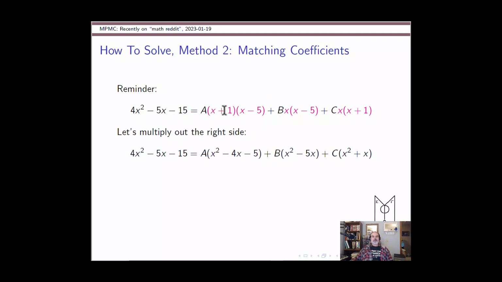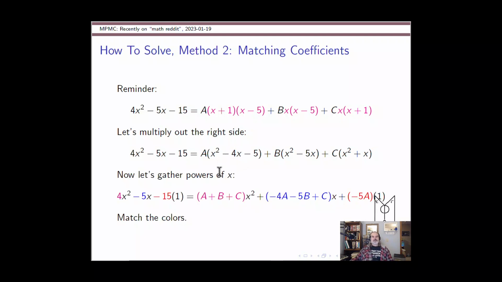So this term here, the x plus 1 times x minus 5 generates that quadratic. X times x minus 5 is just x squared minus 5x. X times x plus 1 is x squared plus x. Now look at the left and right-hand sides. On the left-hand side, there's a coefficient of x squared, there's a coefficient of x, and there's a constant. In net, on this right-hand side, we can collect a single coefficient of x squared, a single coefficient of x, and a single constant. And those things have to be equal from one side of the equation to the other.